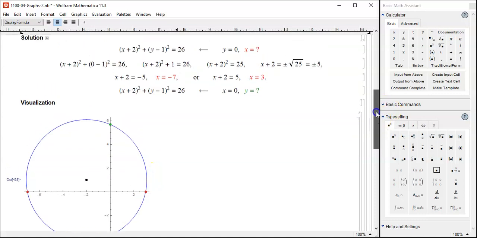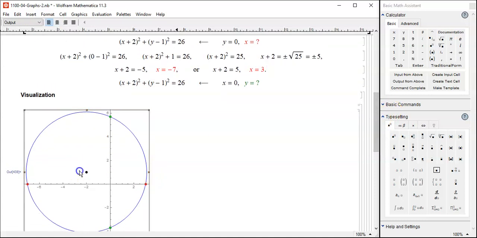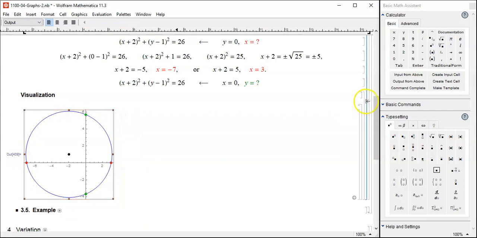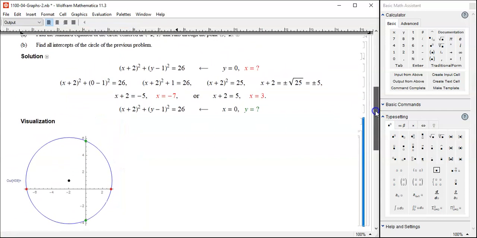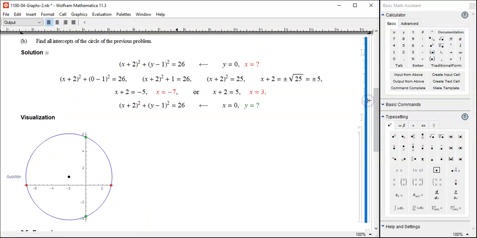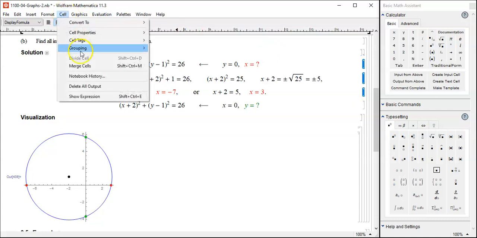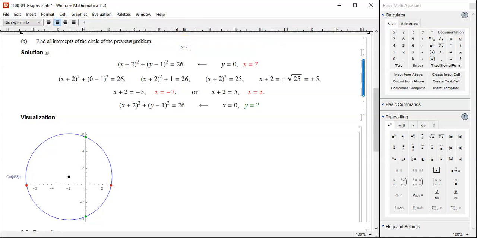Is there any way I can keep everything in the same viewing window? I'll have to sacrifice the size of this picture. Okay, here we go. So that is the x-intercept. Okay, now let's go to the y-intercept.